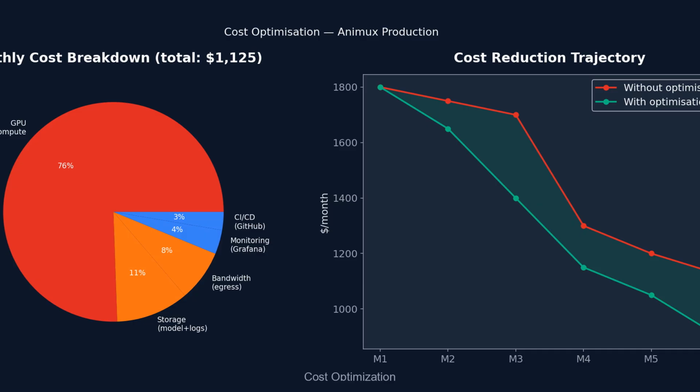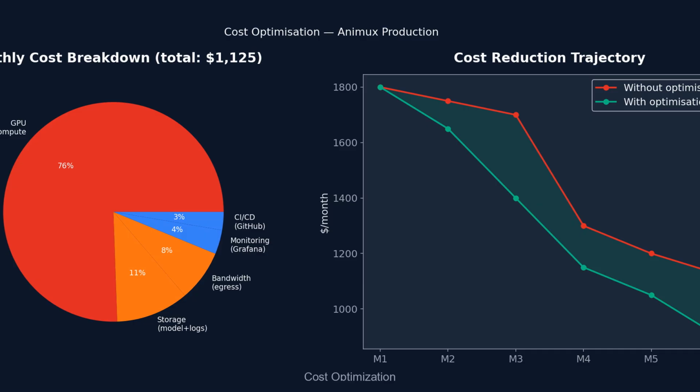The trajectory graph on the right shows what happens when you actually apply the techniques from this lesson over 6 months. The red line, representing unoptimized spend, stays flat and high. The green line, representing optimized spend, declines steadily as caching warms up, auto-scaling tunes itself, and the spot-to-on-demand ratio gets dialed in. The gap between those two lines is real money.